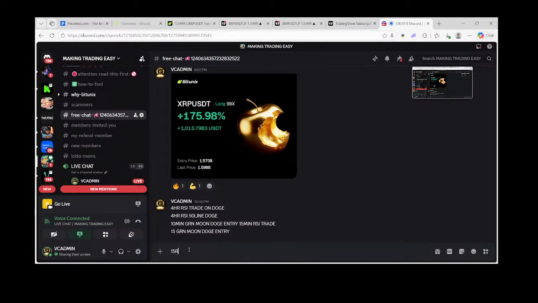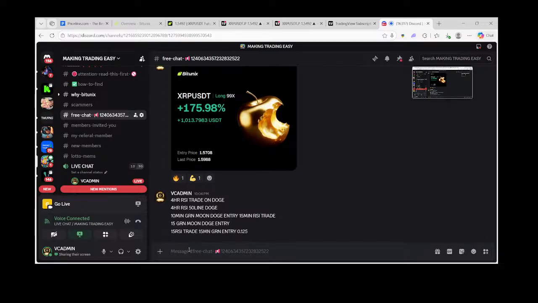If you want to add more to it, you can post what the trade is: 15-minute RSI trade, 15-minute green moon entry, right? And then you can put your entry. You can say you entered Doge at 12 cents, 12 cents 7, and boom. So when I go back and look at this, I can see the 15-minute RSI trade. I know what you're trading, right? You're not doing a student trade.